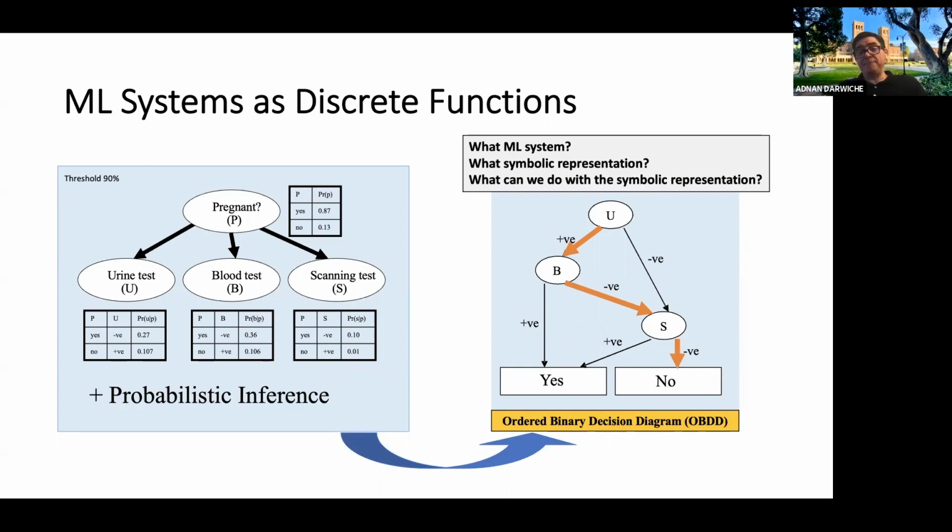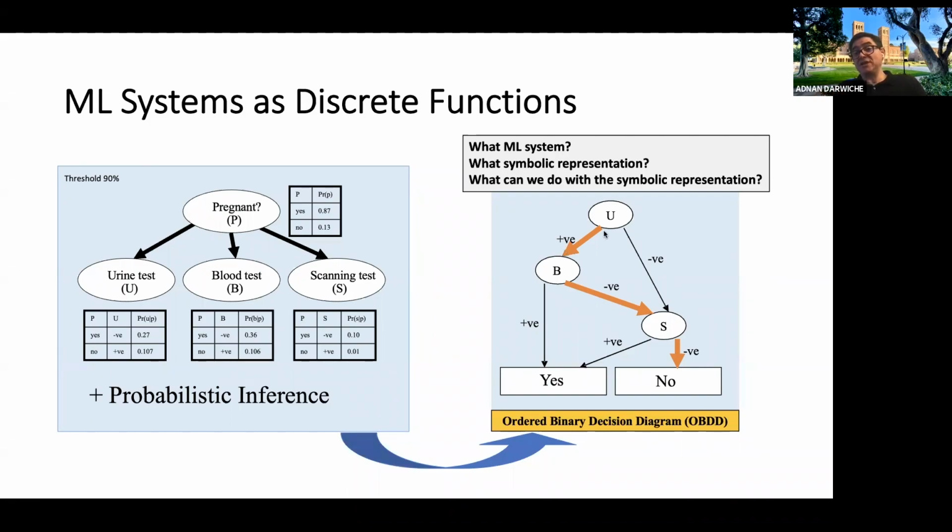First, what ML systems can we actually compile into these symbolic representations? Okay, I give you a concrete example here. Can we do it for more sophisticated kind of systems? And the second question is, what symbolic representation are you compiling into? All right, so this was just an example. And that question is important because of the third question.